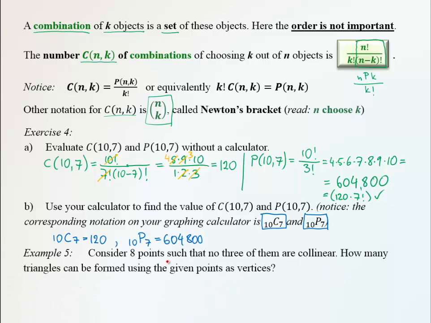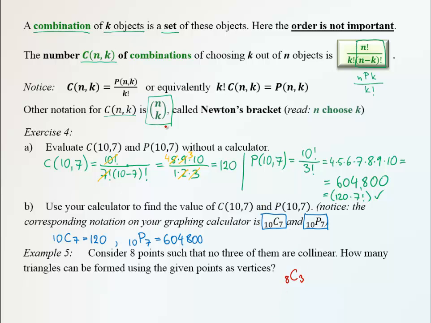Now consider 8 points such that no 3 of them are collinear. How many triangles can be formed using the given points as vertices? Since no 3 of the points are collinear, every choice of 3 points will give us a triangle. Therefore, the number of all triangles formed by these points is the number of all possible sets of 3 points out of 8. So it's really the number of combinations of 3 points out of 8.